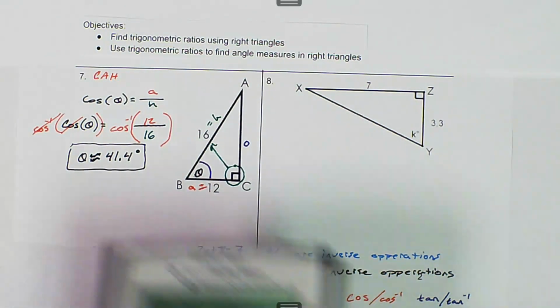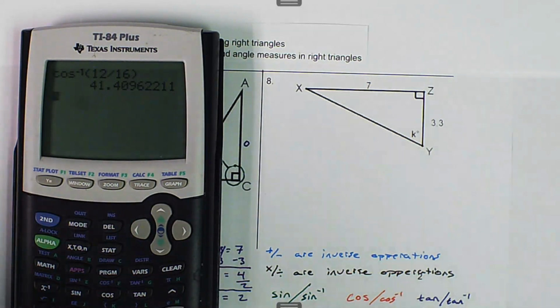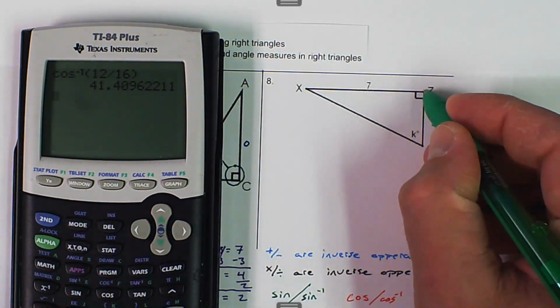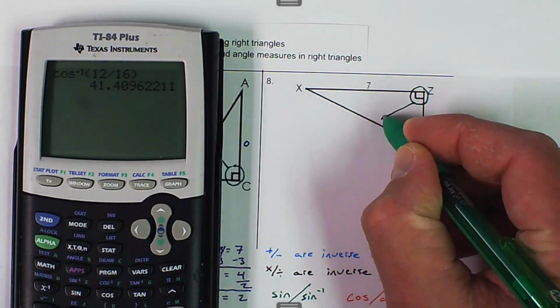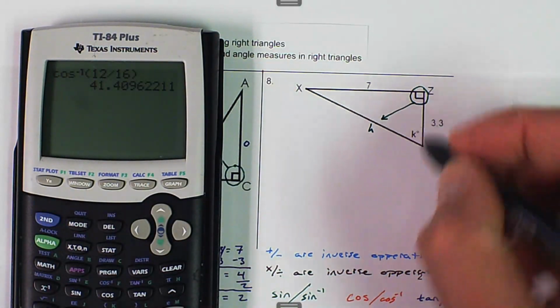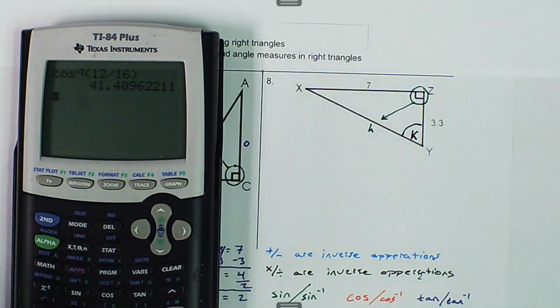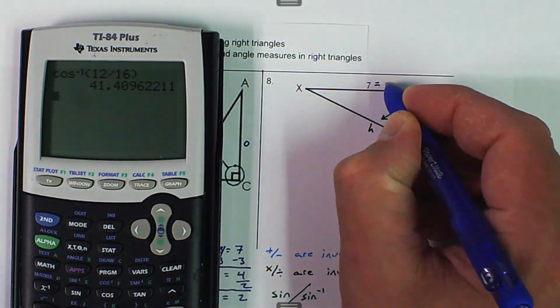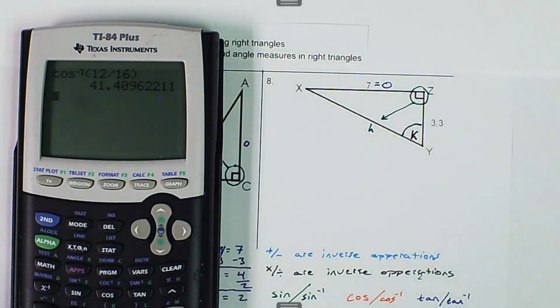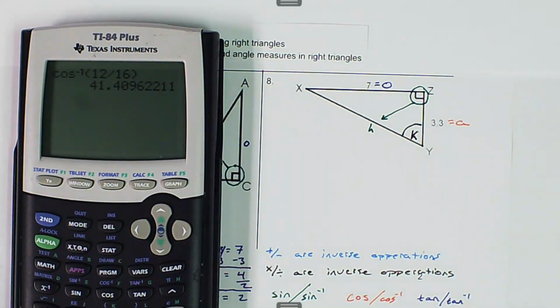I have another example over here, number 8. Again, we want to identify the information that we have. So here's the right angle, so this side over here is the hypotenuse. And then we have our angle, which is right here, K. The side opposite, we have 7 is the opposite side, and 3.3 is the adjacent side. So we have to use the trig function that has O and A in it. So that is going to be TOA.